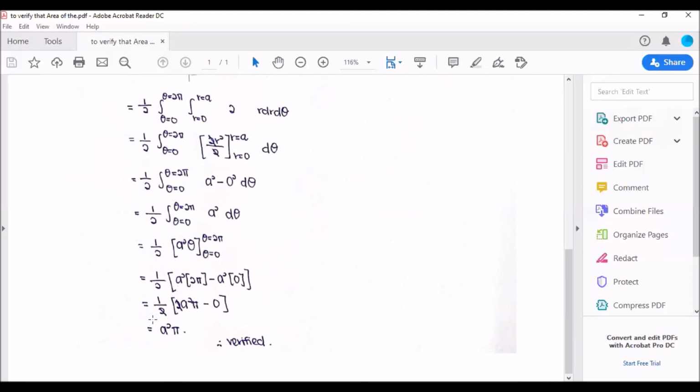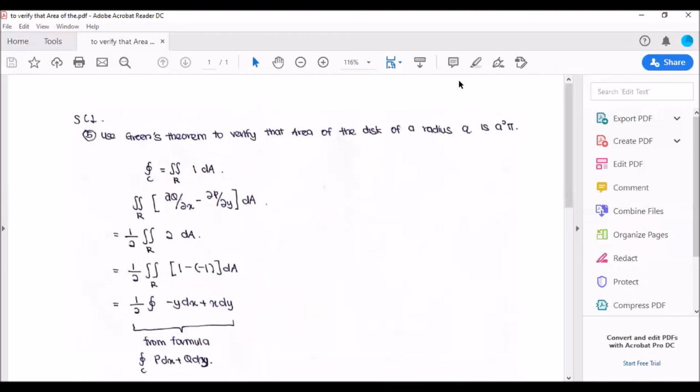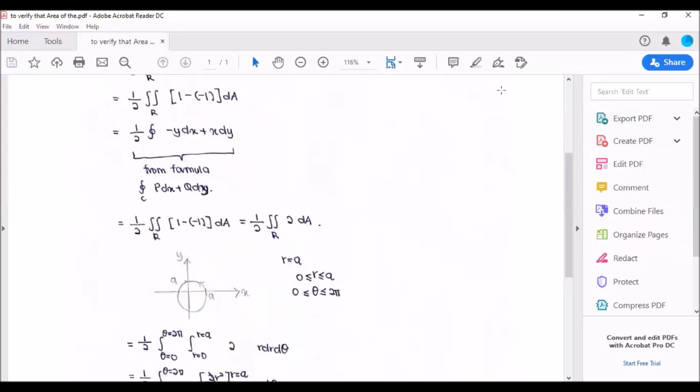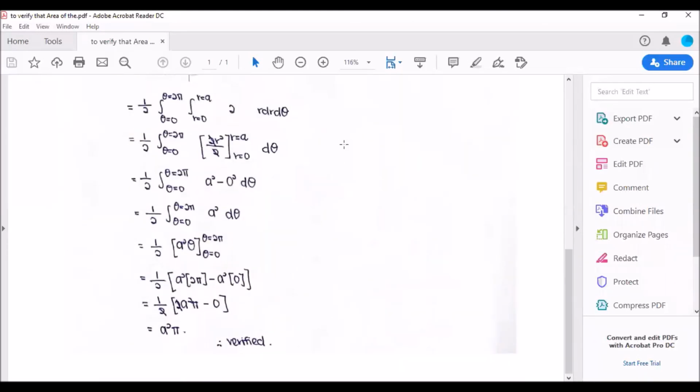Half times 2 is actually 1, so we can just cut it. So we get a square pi. I'm sorry if I mispronounced it before. This is pi. A square pi. So the answer here is a square pi. They asked us to verify that the answer is a square pi, right? And this is what we got. So it is verified. That is all for me. Thank you.